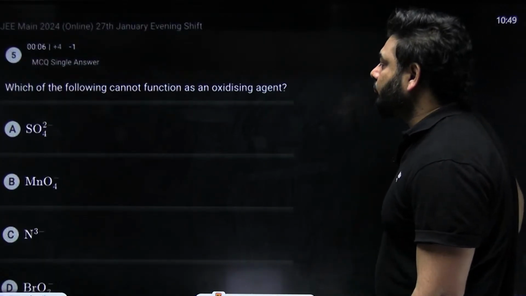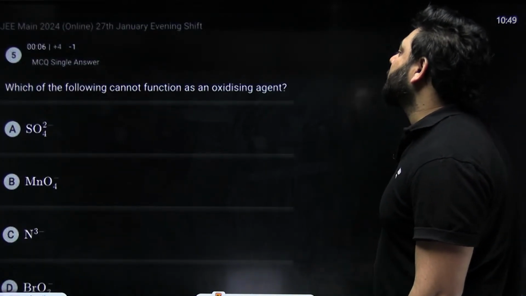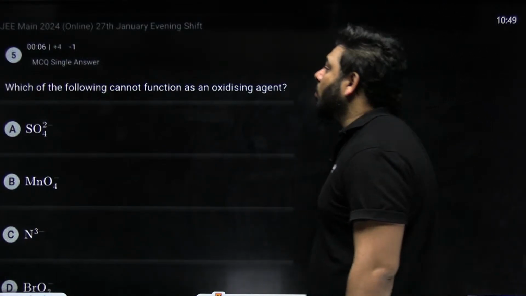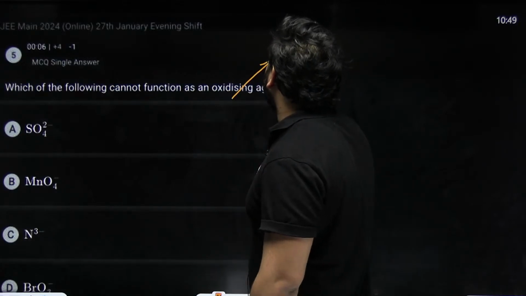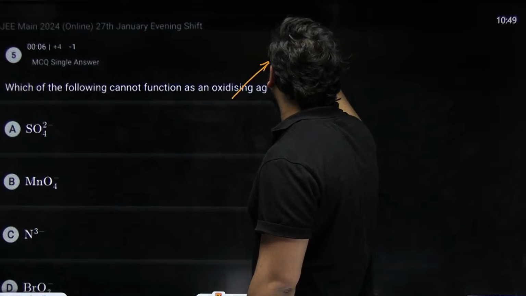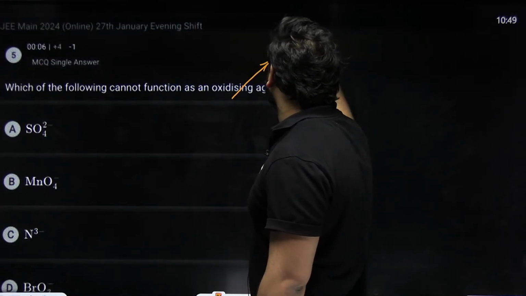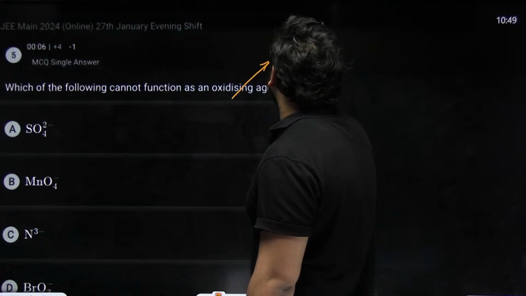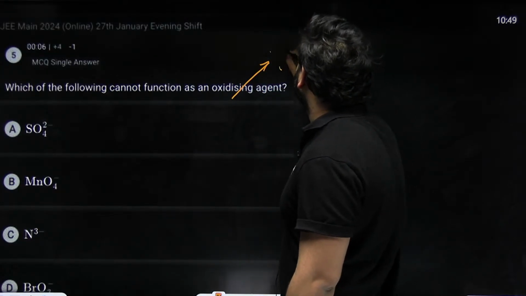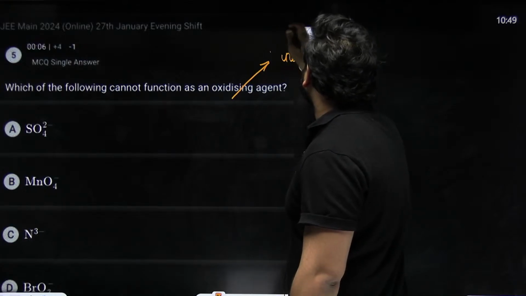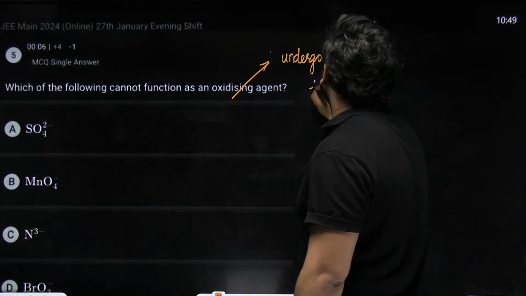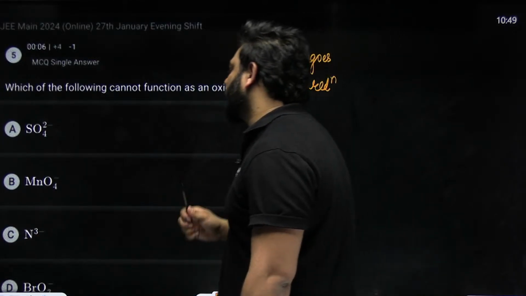Next question. Which of the following cannot function as an oxidizing agent? What do you think? Which cannot work as an oxidizing agent? So what is an oxidizing agent? It is something which always undergoes reduction.